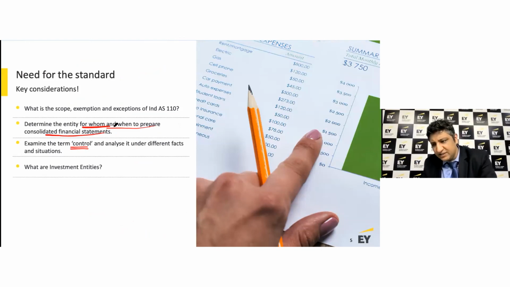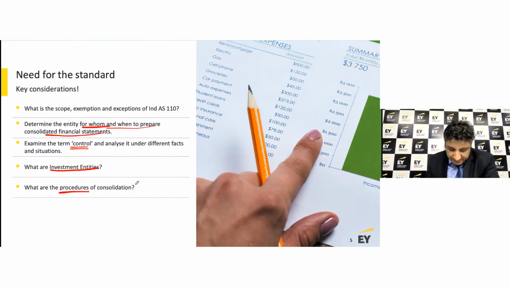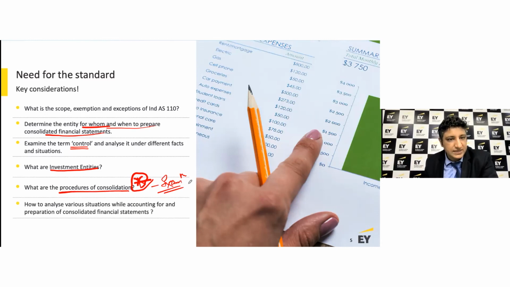Within the gamut of group, there is also a reference to something called investment entities. There are peculiar requirements under this framework of what is the accounting for investment entities. That's what we also want to discuss. What is the consolidation procedure? Very critical. This is purely examination focused, and that's what you need to be very comfortable knowing. A lot of questions that we intend to do as a part of the discussions. And finally, how to analyze various situations while accounting for and preparing those consolidated financial statements is something that we want to cover.